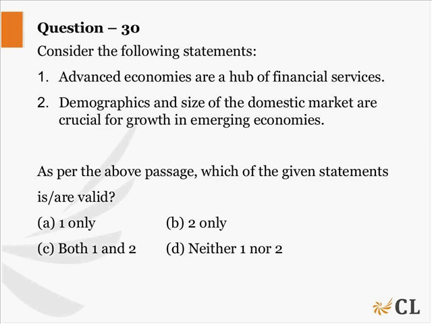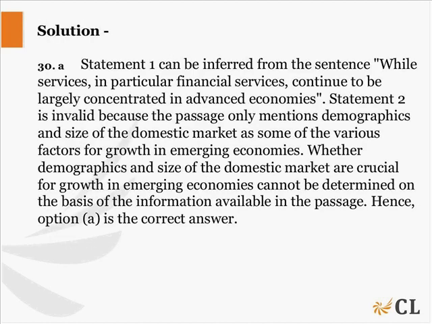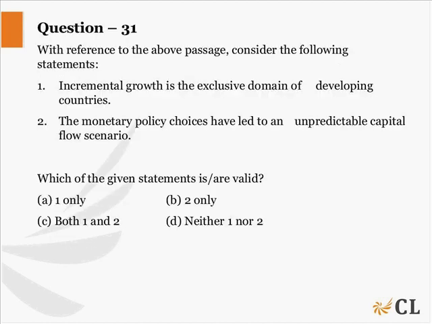Okay. So 31st, we are doing the 31st. The first option goes for a toss. The second says the monetary policy choices have led to an unpredictable capital flow scenario, which is discussed in the first part itself, right? Okay, so in 31st, the first option is given again.